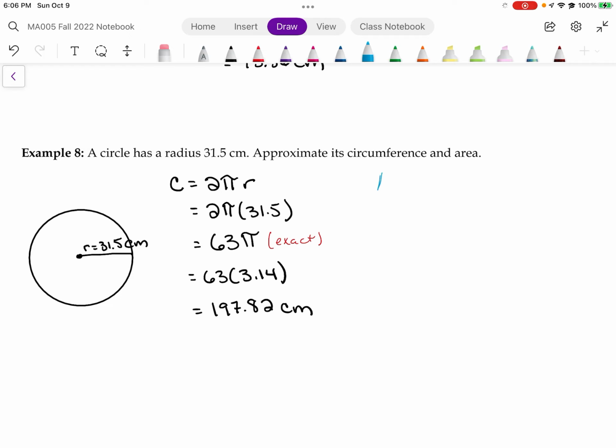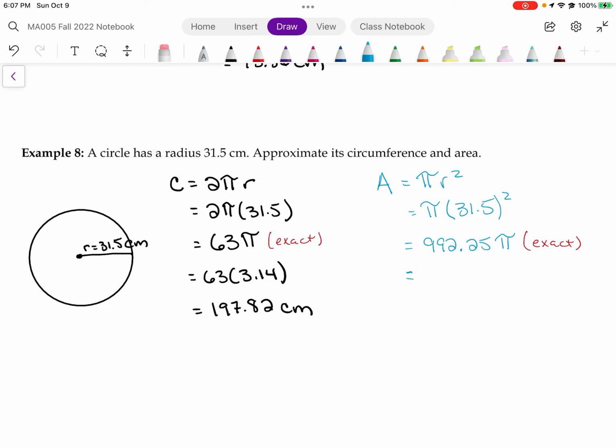All right, next we're going to find area. Area is pi r squared. So we get pi times 31.5 squared. And I did this leaving the pi out for a moment so we can look at it. 992.25 pi. That's how we report that. And again, that is the exact answer. We leave pi in for the exact answer because it represents every digit, and there's infinite digits in pi.